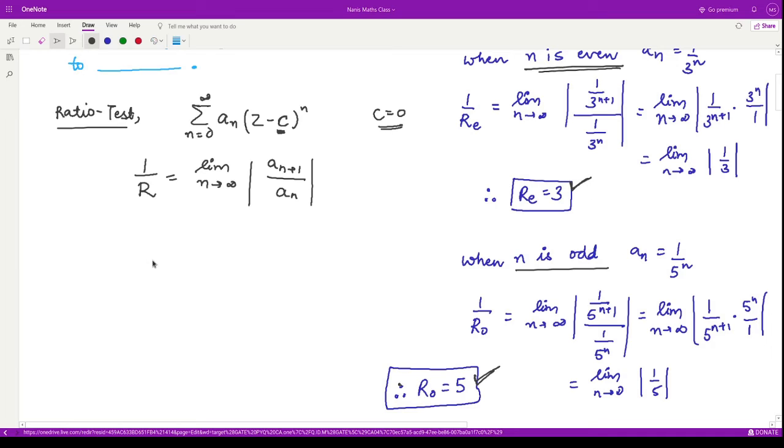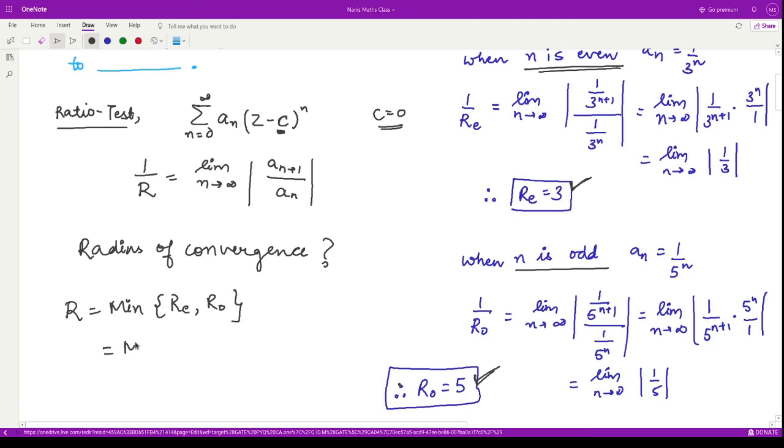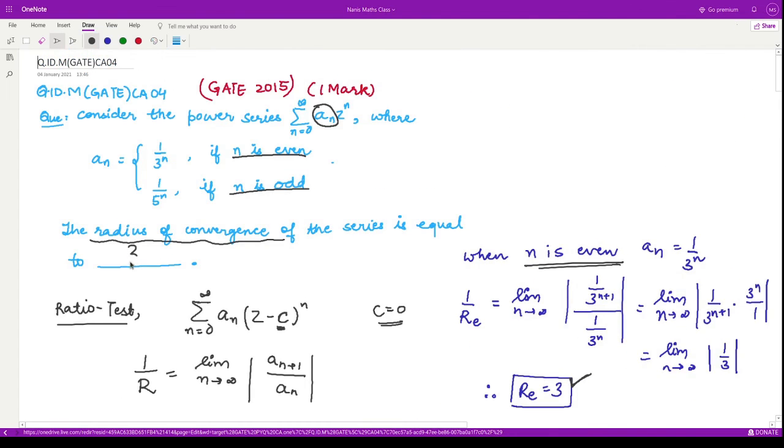So what is the radius of convergence of the overall power series? That r is basically the minimum of r_e and r_o. Why? We'll see that in a minute. The minimum of r_e was 3 and r_o comes out to be 5. So the minimum is 3, and our answer is 3.